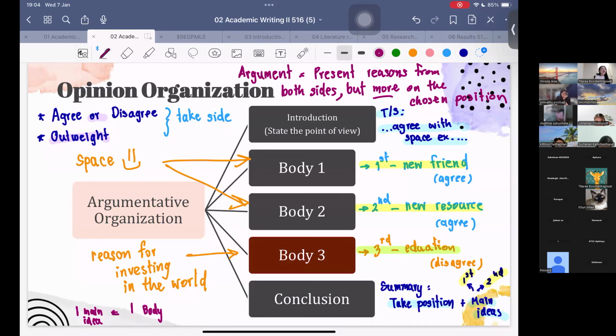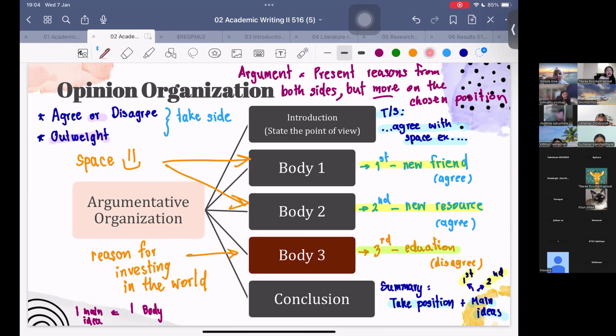So again, for argumentative, you need to present more reasons from your chosen side, which in this case, I'm going to write just 3 reasons. That's why I write 2 reasons for my position and 1 reason from the position that I did not choose. And as you can see here, there are 3, right? Yes, you can do more than 3.